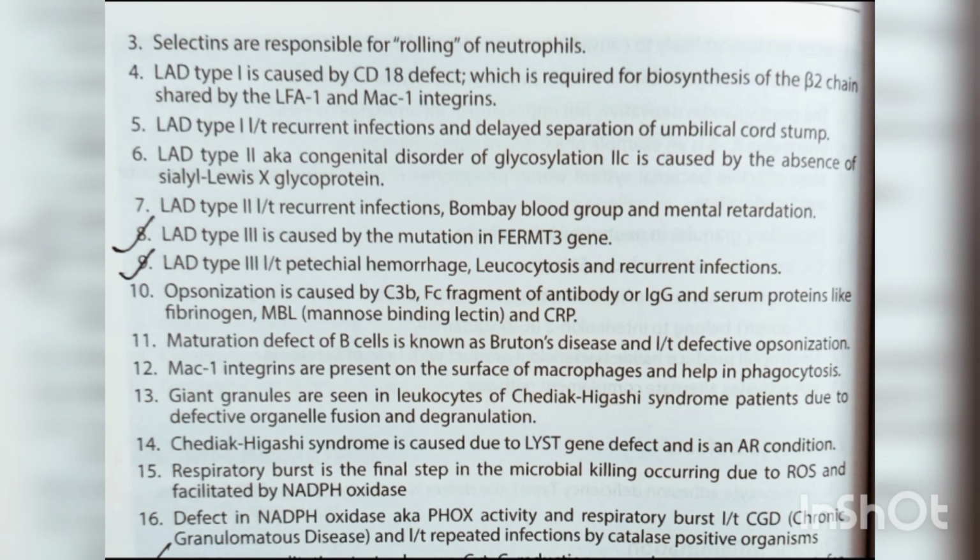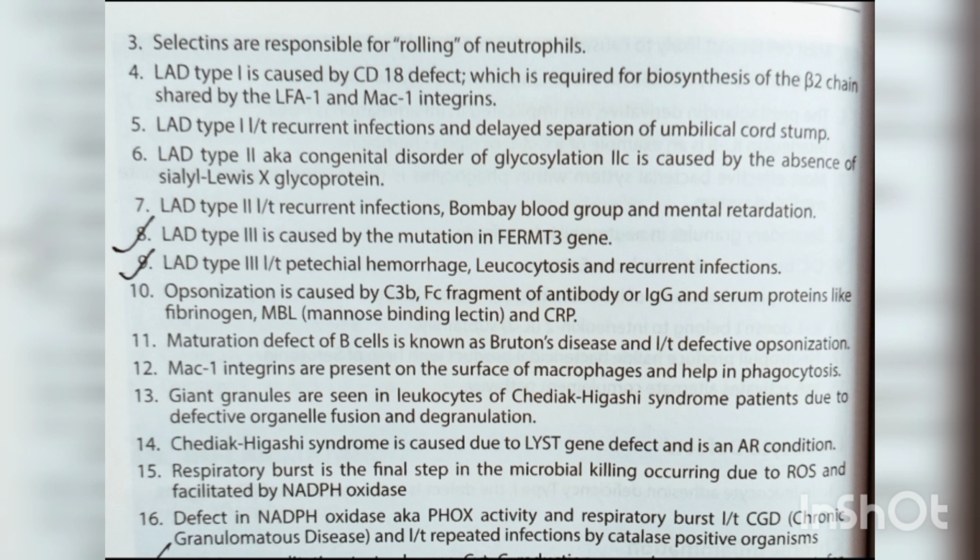Today let us see high yield LMRPs of pathology. Selectins are responsible for rolling of neutrophils. LAD type 1 is caused by CD18 defect, which is required for biosynthesis of the beta 2 chain shared by the LFA1 and MAC1 integrins. LAD type 1 leads to recurrent infections and delayed separation of the umbilical cord stump.